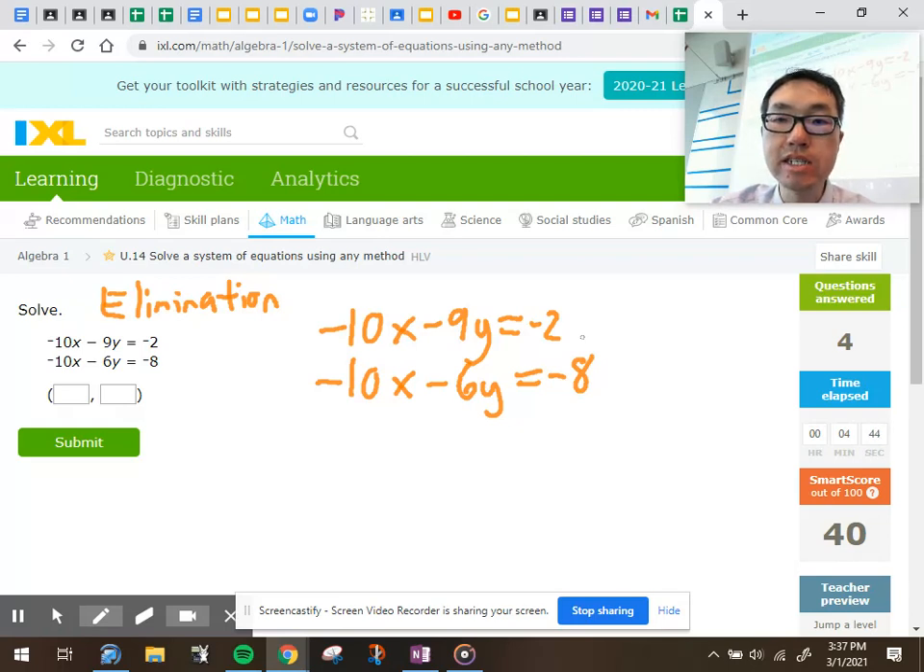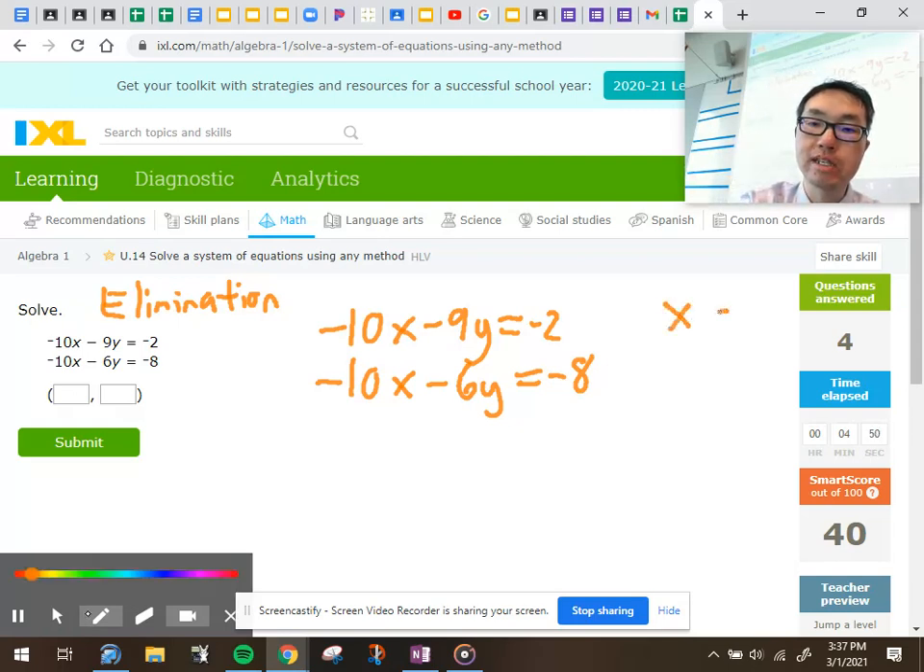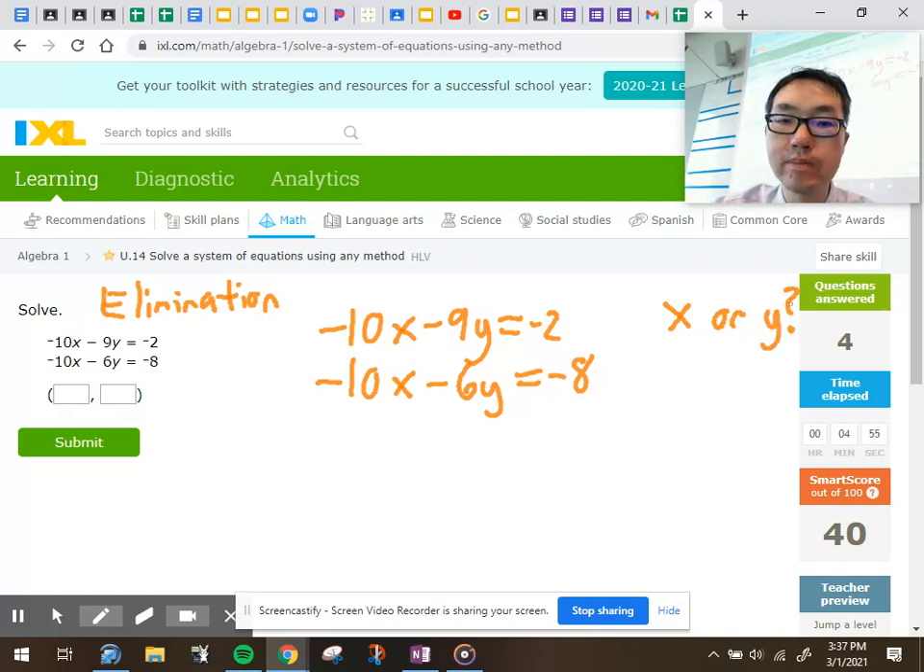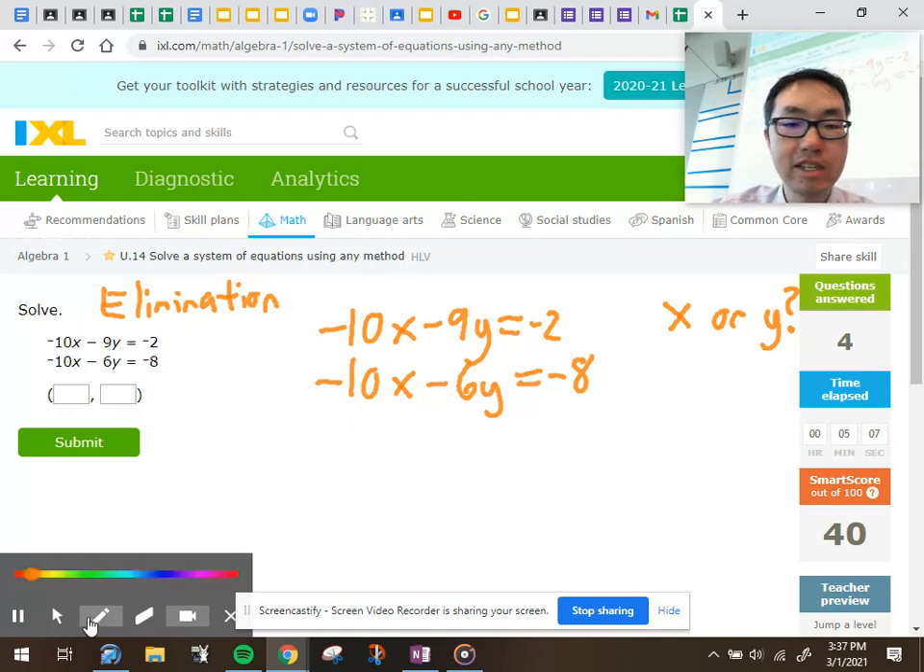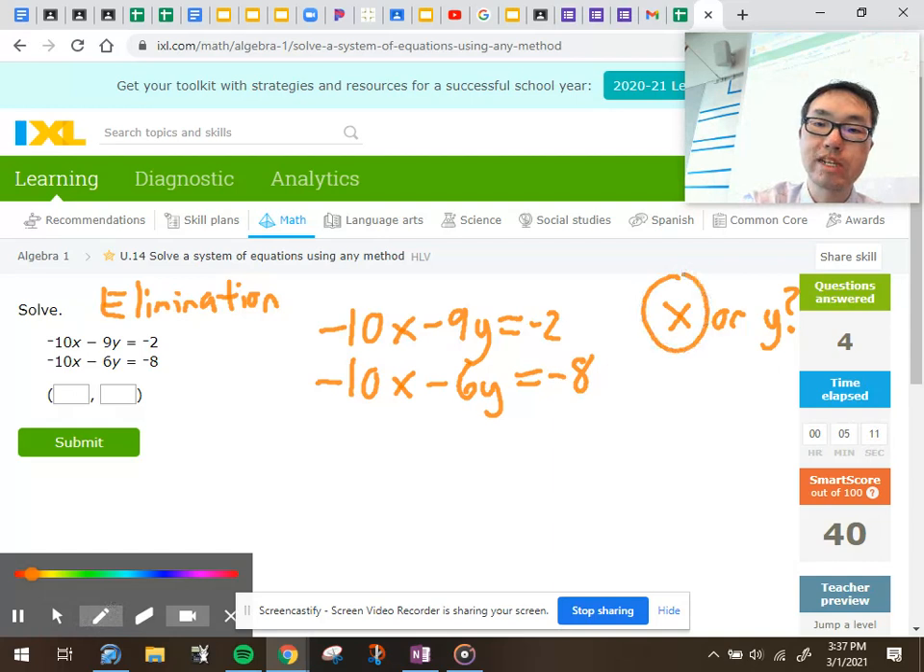The main idea of this problem is to eliminate one of the variables. So you want to pick, this is what I think in my mind, x or y. Which one do I want to eliminate? I see -10 and -10, and I see -9 and -6. This looks easier to eliminate because they both say -10. And I will show you why in 1 second. So I'm going to pick x. I'm going to eliminate x.